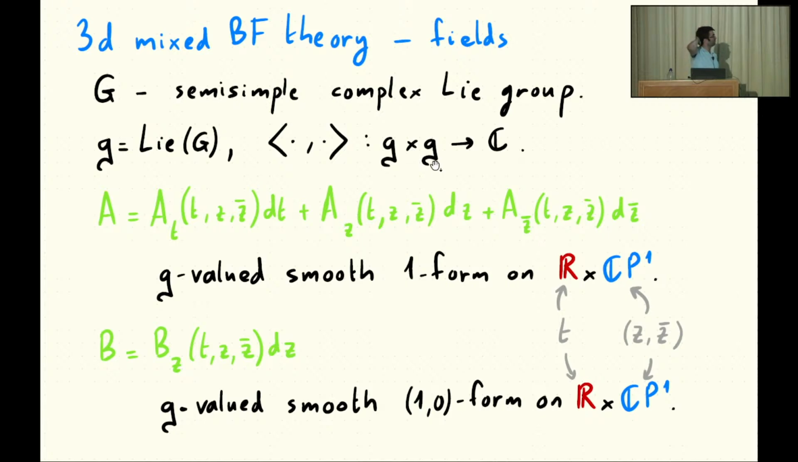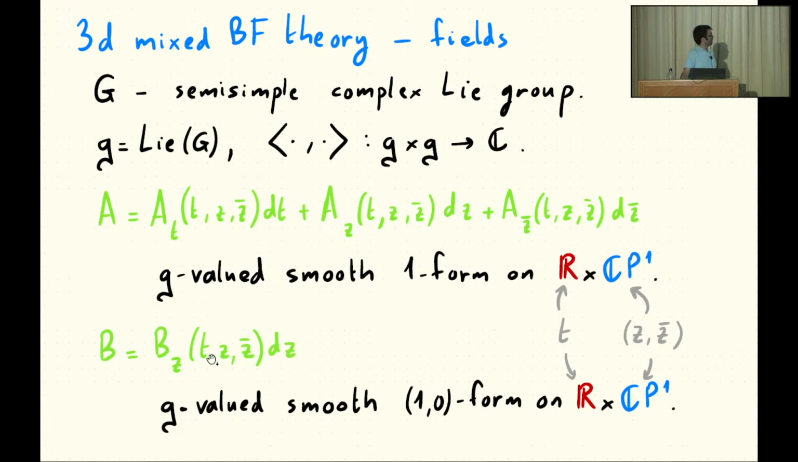And the fields of the model are just given by these two fields A and B. So A is just a generic one form. It's a G-valued one form which is smooth on R cross CP1. So it has in particular legs in the three directions dt, dz, and dz bar, where t is the coordinate on R and z, z bar are the coordinates on CP1. On the other hand, B is just a 1-0 form, 1-0 relative to the complex structure on CP1. So what that means is that it just has a leg in the direction dz.